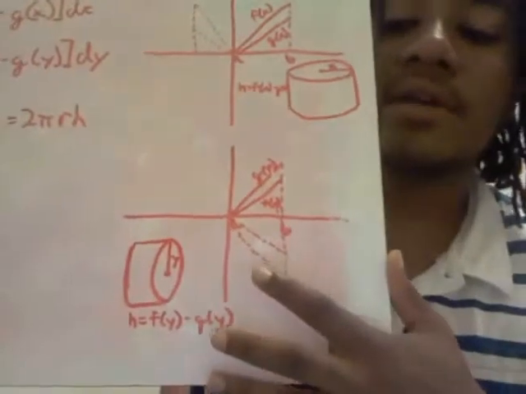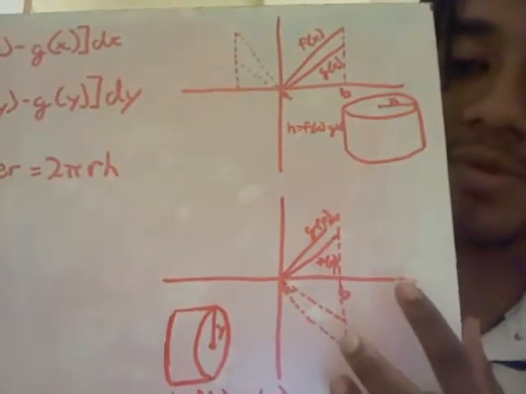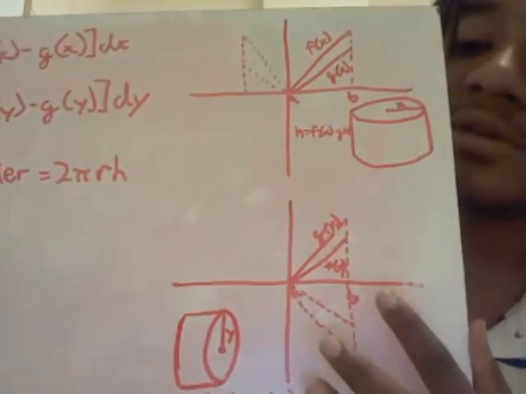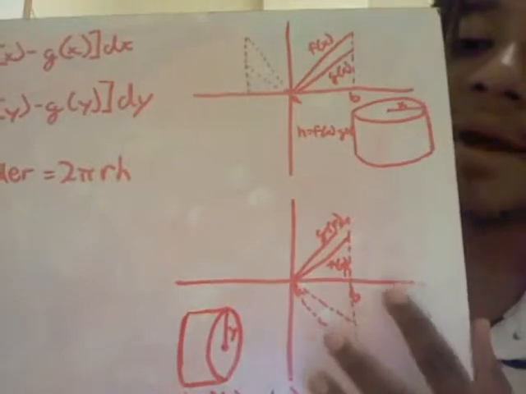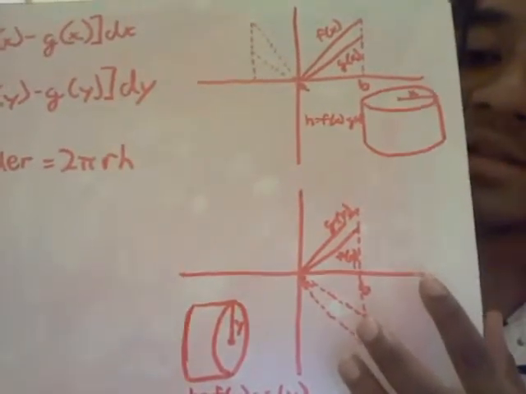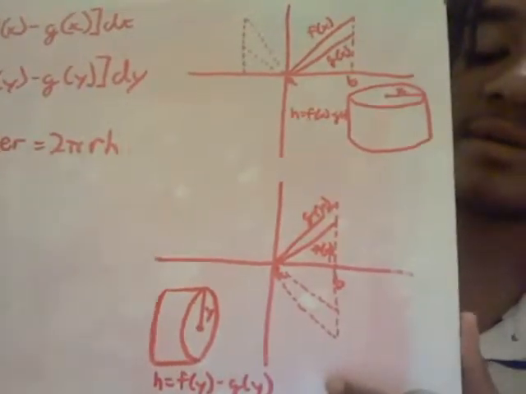Since you are now using the dy form, instead of using top minus bottom, you're going to use the right minus left form. The right, which is f of y, minus the left, which is g of y, as you can see here.